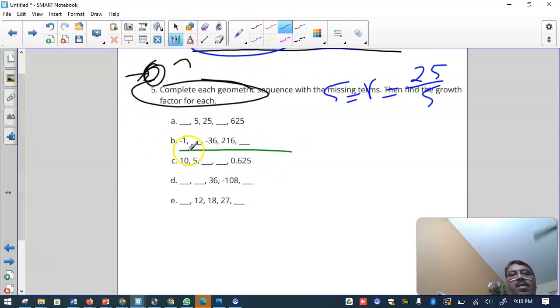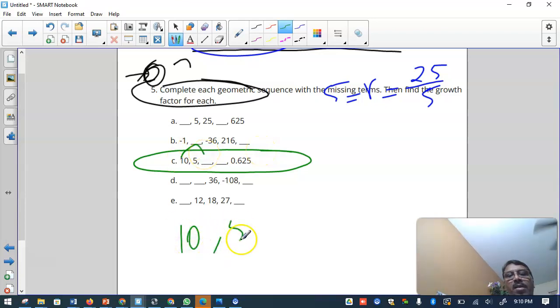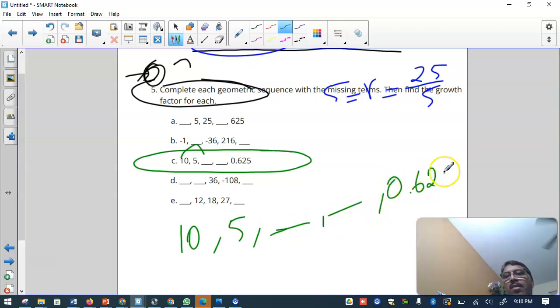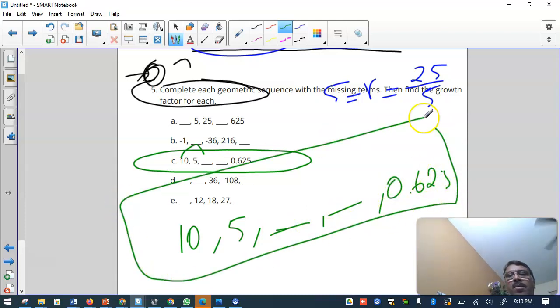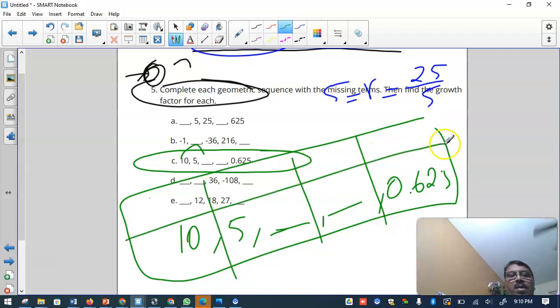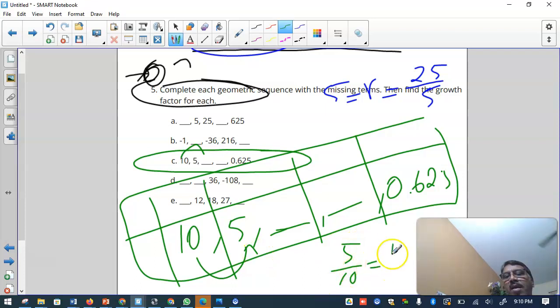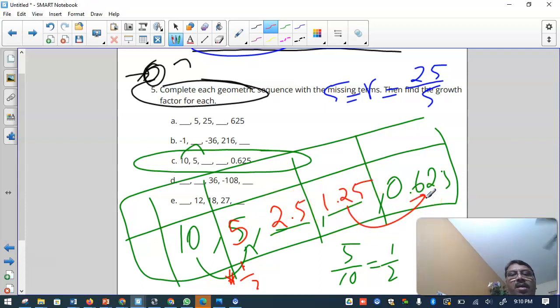What about this third one? You multiply by half, so it is 10 and it is 1. You can see 5 divided by 10 is half. So you are multiplying by the growth factor half. So half of 5 is 2.5, and half of this is 1.25, and half of this is, and you can get the answer.